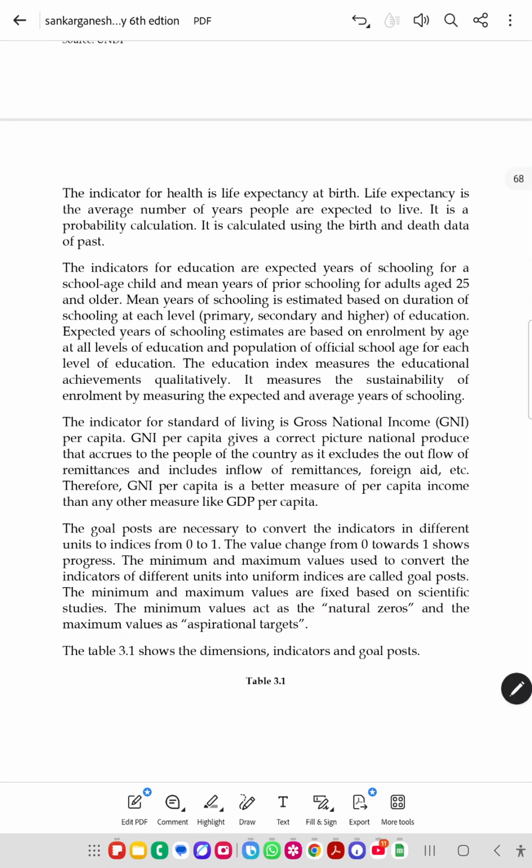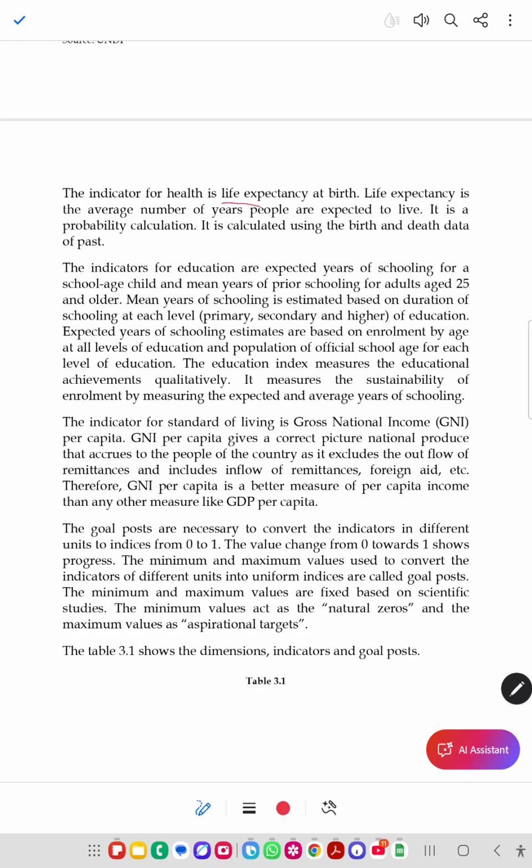Let's go forward. The indicator for health is life expectancy at birth. Life expectancy is the average number of years people are expected to live. This is very important. It is a probability calculation. It is calculated using birth and death data of the past. The indicators of education are expected years of schooling for a school age child and mean years of schooling for adults aged 25 and older.